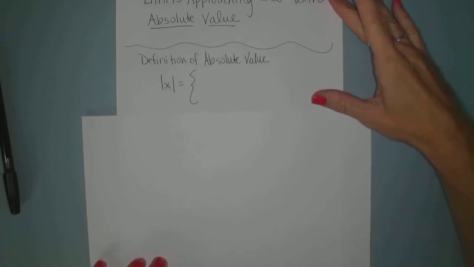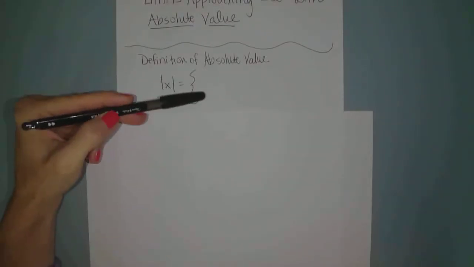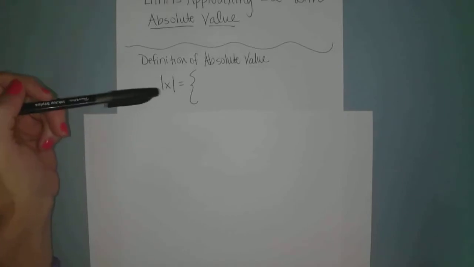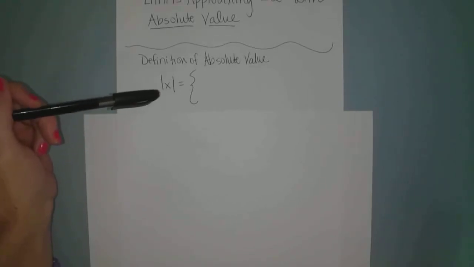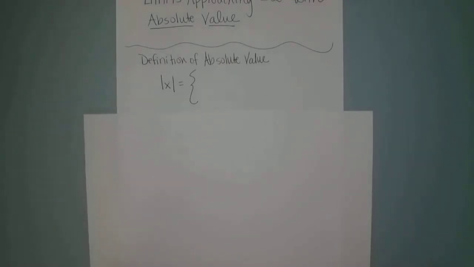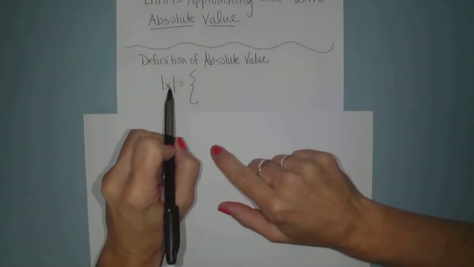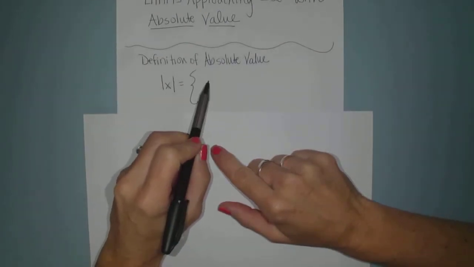The definition of absolute value, I'm not sure if you've ever done it this way, but the absolute value of x can actually be written as a piecewise equation because there are two conditions that have to be thought about to define absolute value. So let's think about it. The absolute value of x. Well, you know that the absolute value of a positive number is equal to itself.